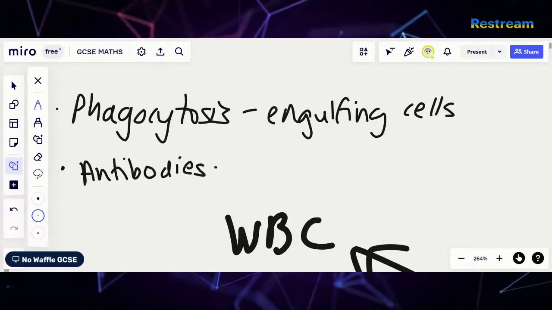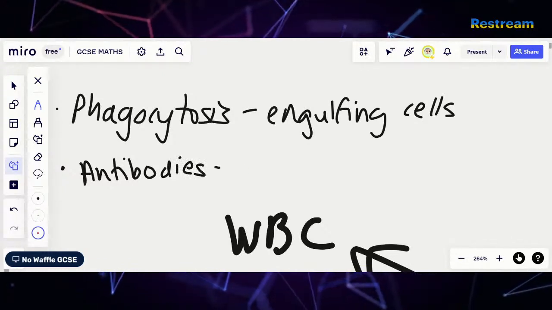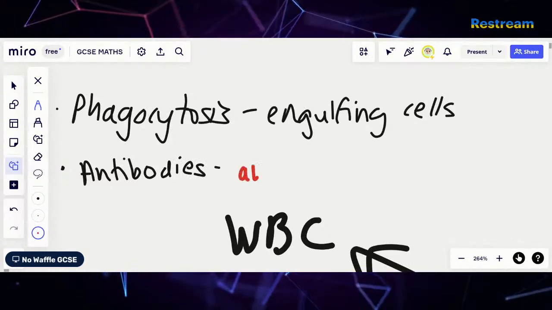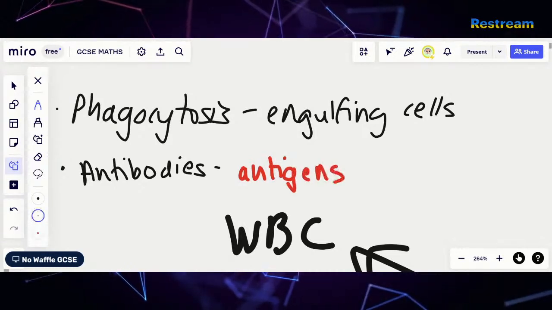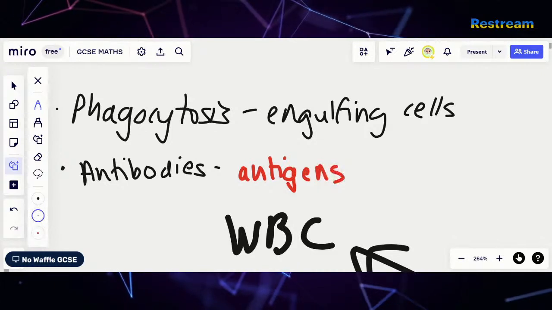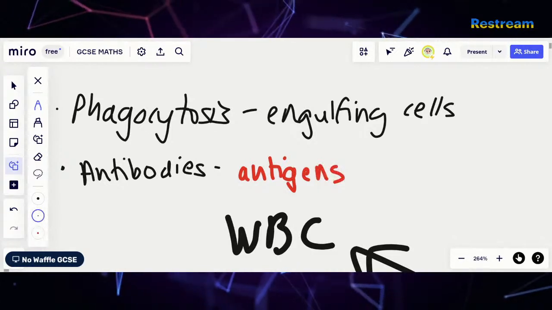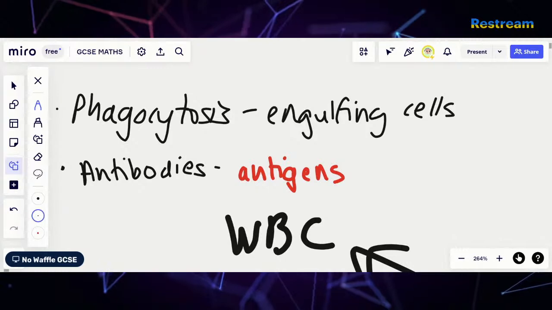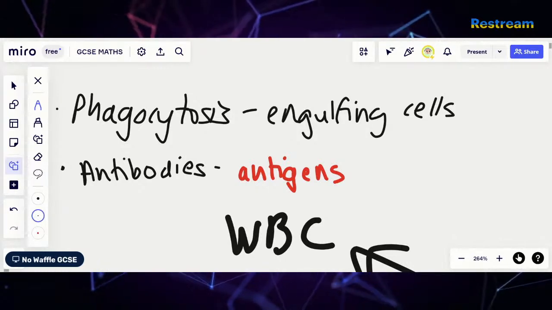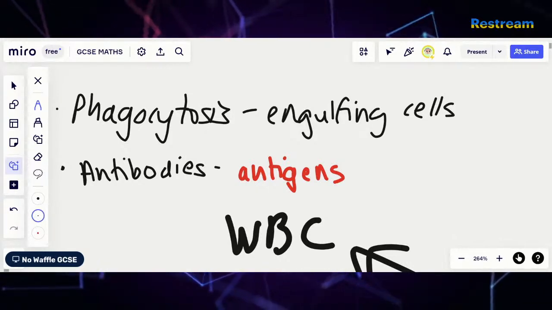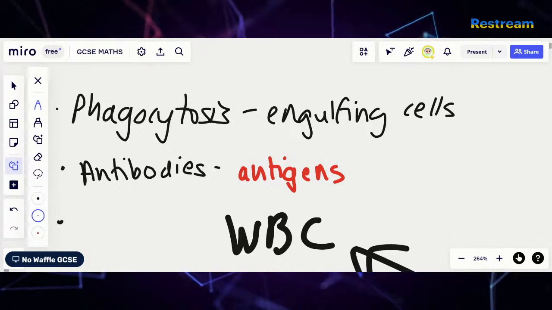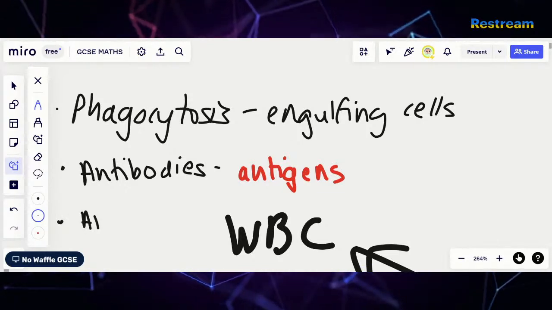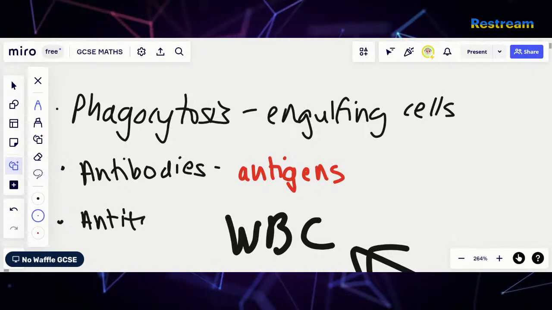and the antibodies attach to the antigens. Once they attach to the antigen, because it's complementary, it has to be complementary to the antigen, the pathogens then clump together, and it is then easier for the white blood cells to find them. Finally, we have antitoxins, which bind to toxins.